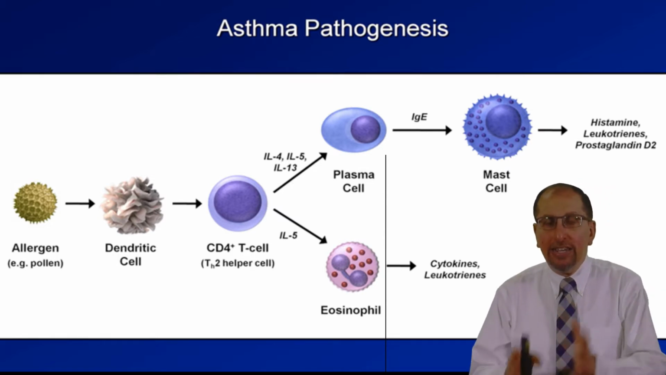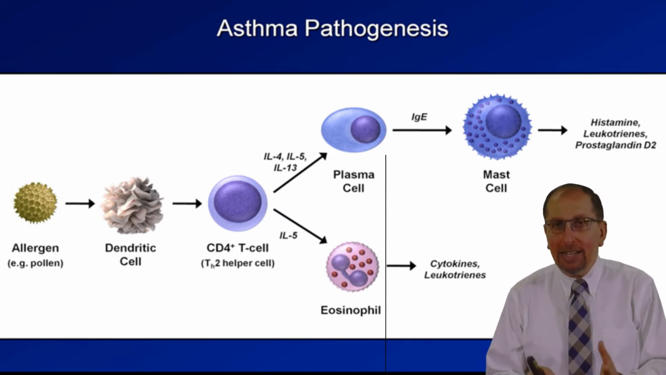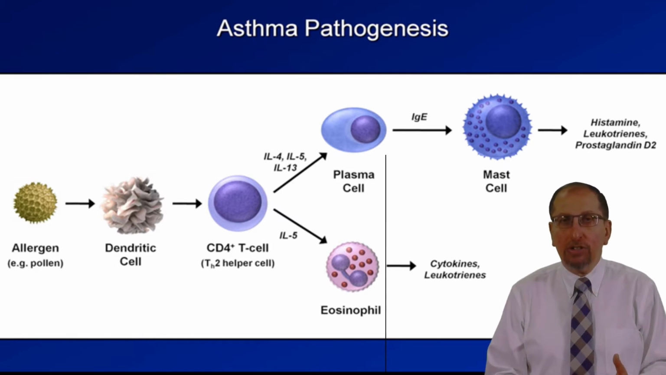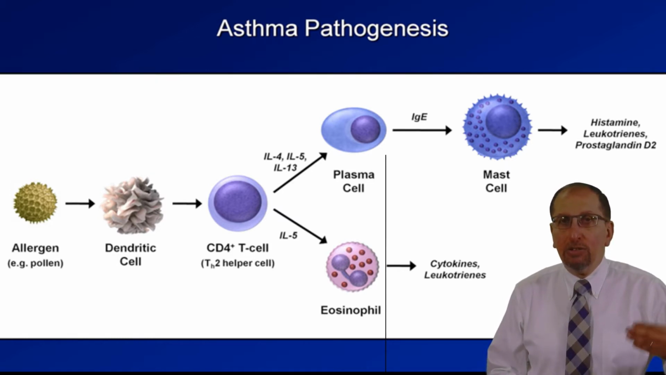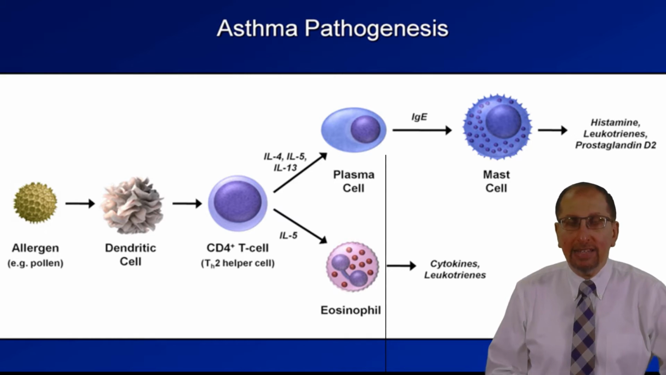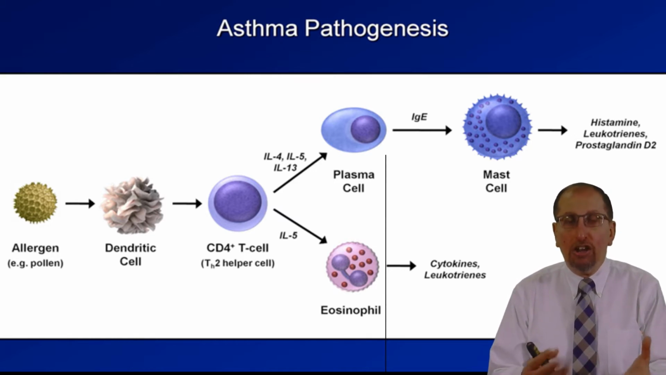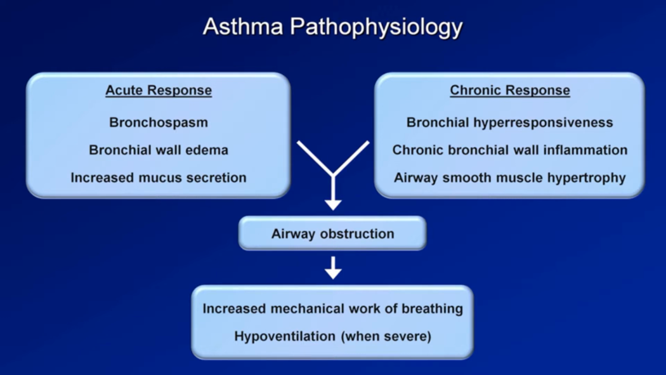You have IgE, you have eosinophils, you have mast cells, a lot of allergic inflammatory cells, and you have the chemical mediators: histamine, leukotrienes, prostaglandins, cytokines. All these are kind of allergic. The whole process will lead acutely to bronchospasm, bronchial wall edema, and increased mucus secretion. In the long run, your bronchi become hyper-responsive and you get chronic bronchial wall inflammation, and the airway smooth muscle will hypertrophy. This is the beginning of airway remodeling, and all these will lead to airway obstruction with increased mechanical work of breathing.